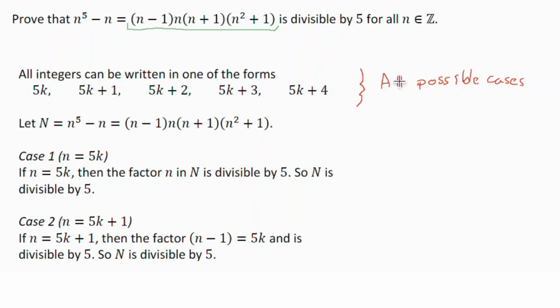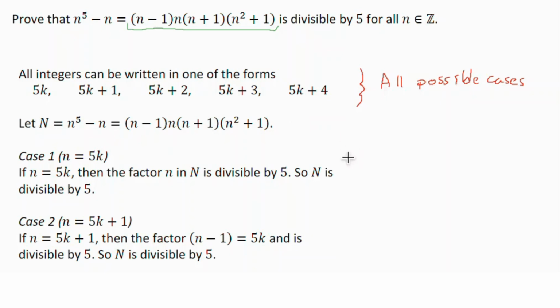So that's the first step of our proof by exhaustion, to identify all the possible cases that we're going to consider. Once we've done that, we have to show that it works for each of these possible cases. To make it a little bit shorter, I'm going to let n to the power of 5 minus n be equal to big N. That way I can refer to big N throughout the proof rather than having to repeat writing this every time.